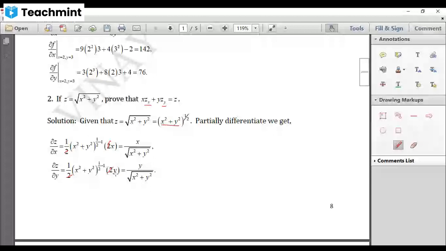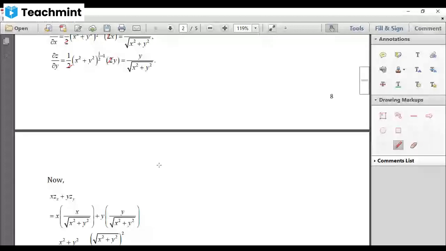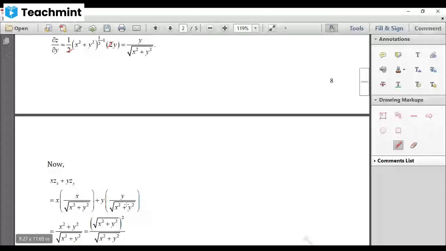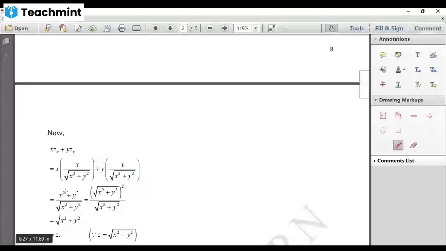Now let us consider the left hand side. x zx plus y zy. Substitute what is your zx and what is your zy. If you multiply, you'll get x square plus y square divided by square root of this. But we know that this is to the power of 1. So this can be written as square root of x square plus y square whole square. If you cancel square and square root, you will get this.